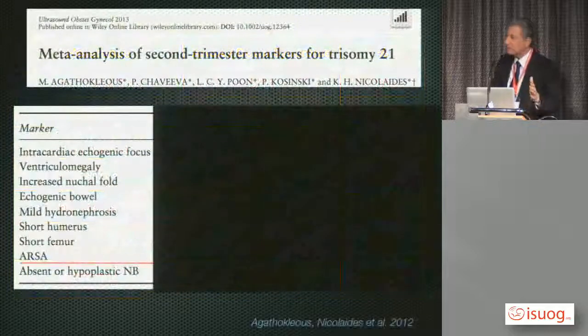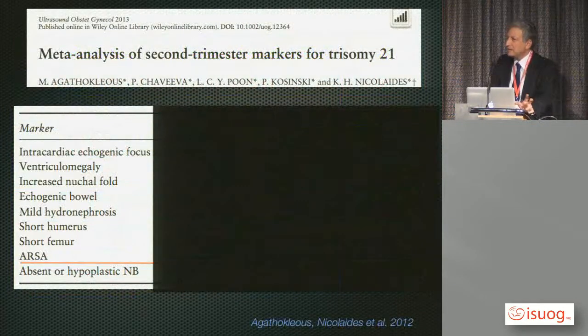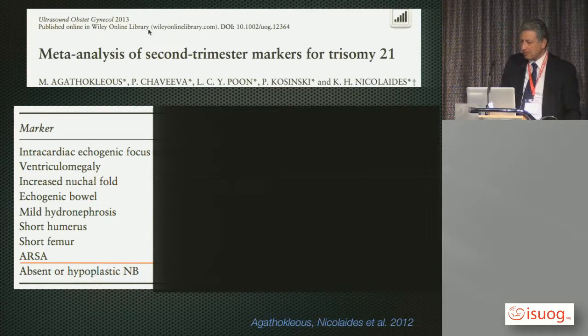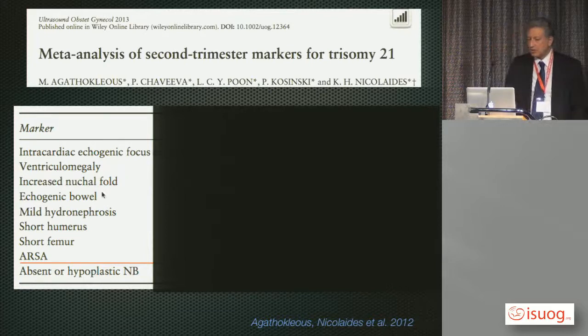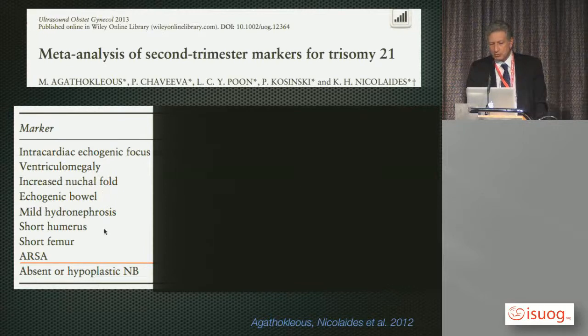So let's now come to the data you need, and I think this is a very, very important paper for you, but the only thing I don't really like is that only 2 studies were the basis for this analysis, but I trust Kypros by default. This paper just appeared now in the White Journal, and analyzed these markers: echogenic focus, ventriculomegaly, nuchal fold, not the first trimester, the second trimester, nuchal thickness, echogenic bowel, hydronephrosis, humerus, which you should remove because it should be out of the list, I don't know why, the short femur, the ARSA, and absent nasal bone.